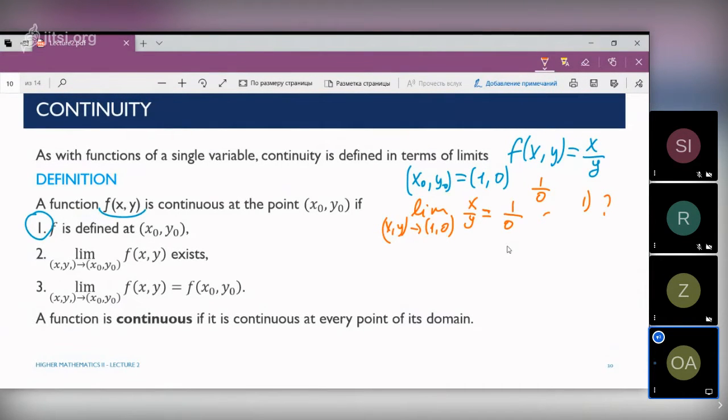It's also undefined. We cannot divide 1 by 0. And the third rule: the limit's value and the value of the function must be equal to each other. Only in that case can we say the function is continuous at that point.